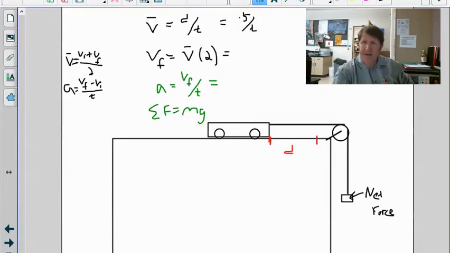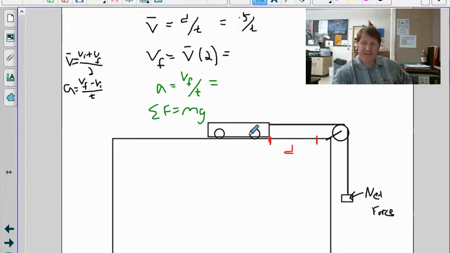All right, guys, I'm going to show you how to finish up the modified Atwood lab. So just a quick reminder of what we did. We had our cart here on our frictionless track. We had some washers on here that we then removed one at a time and put over here to provide the necessary force to accelerate our system.